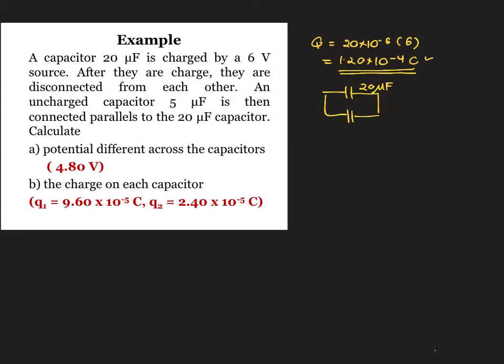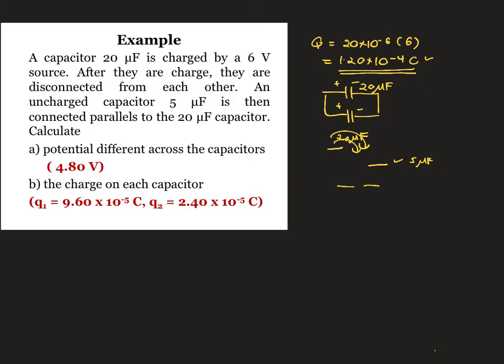Basically neutral. Like I mentioned before, if you have a difference in level, this is the 20 microfarad capacitor, which is already fully charged, and this is the uncharged capacitor of 5 microfarad. The electrons are going to move until both are at the same level, which means both have the same positive and negative charge. At that time, equilibrium has been reached. There's no more charge moving.